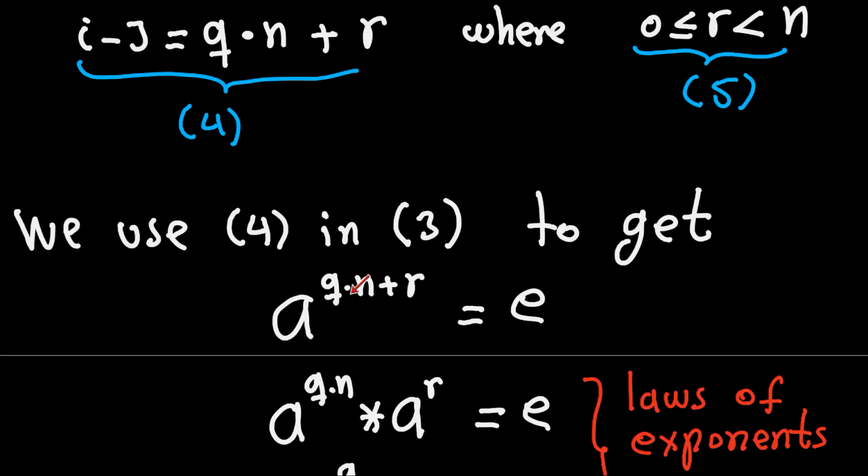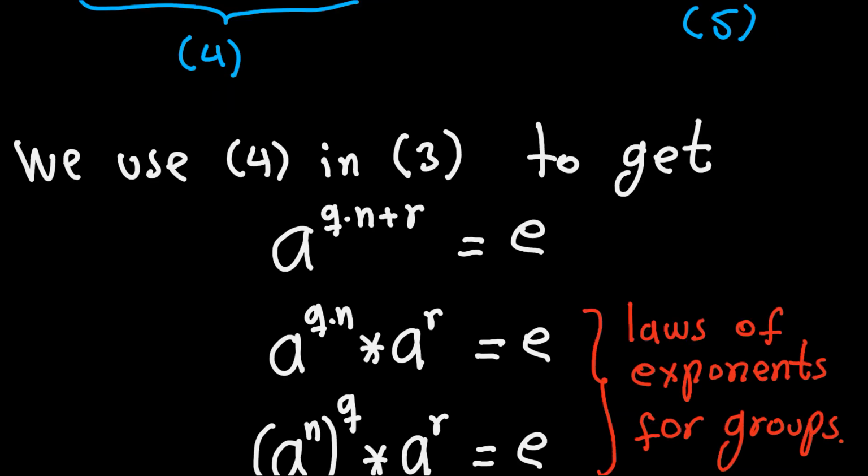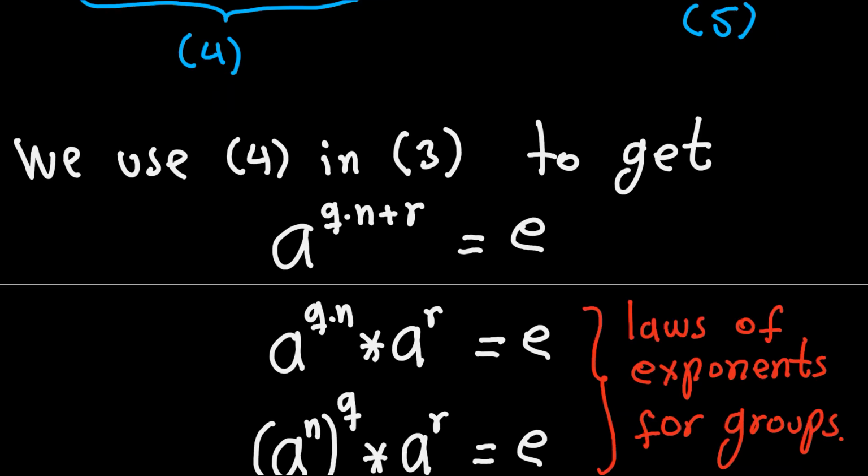That's going to give me a to the q times n plus r, where n q plus r is i minus j, is equal to the identity, because that's coming from number 3. Remember, this is the expression number 3 when I replace i minus j by q times n plus r. So we're going to do a little bit of group algebra, if you want to call it that way, here.